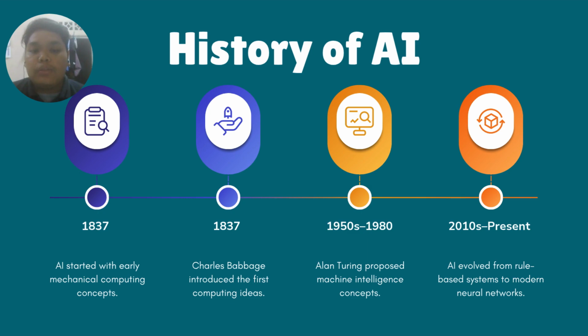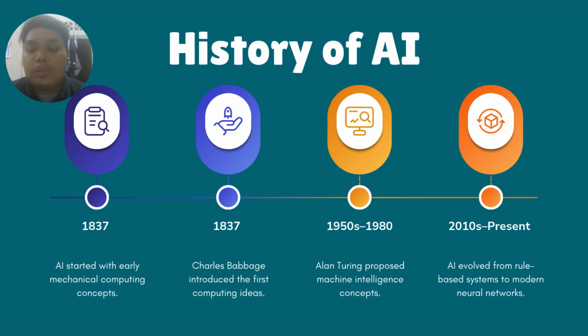From 1950 to 1980, Alan Turing proposed that machines could eventually simulate human intelligence. This era focused on symbolic AI, using if-then rules to teach the computer how to play chess or solve math problems. And then there was a gap where AI progressed slowly for decades because computers lacked processing power and the massive amount of data needed to move beyond simple logic.